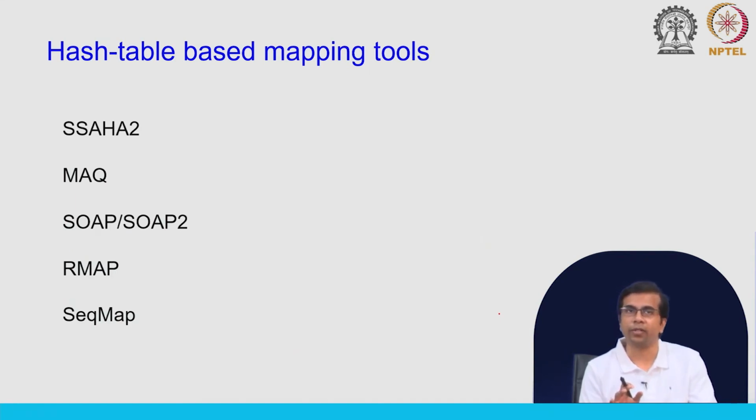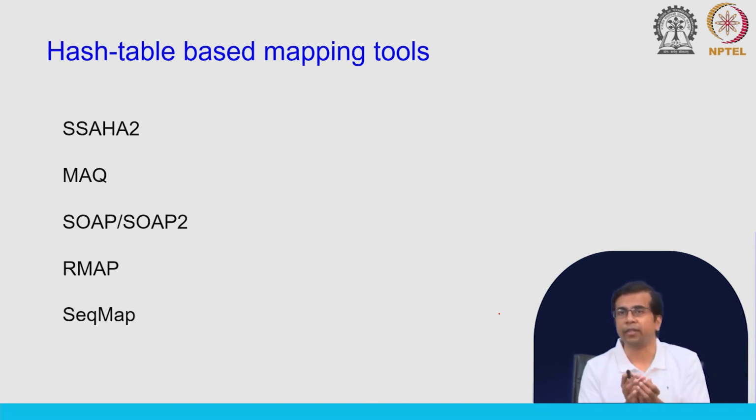So, there are a lot of tools that utilize this hash table, hash table based mapping tools. Here is a list of them, and you can of course look up, search and see how this works. So, you might ask, why do we have so many different tools if they are based on the same algorithm?